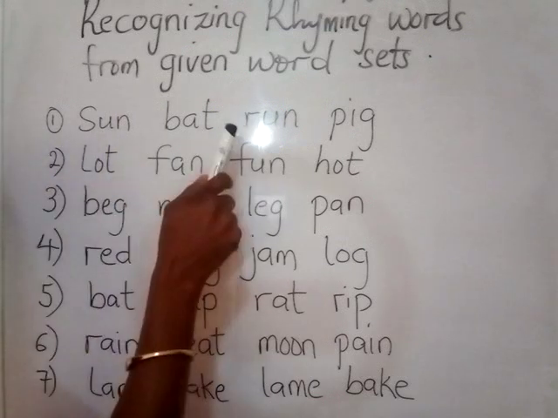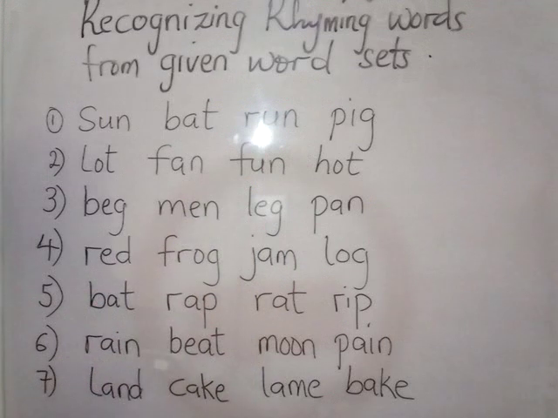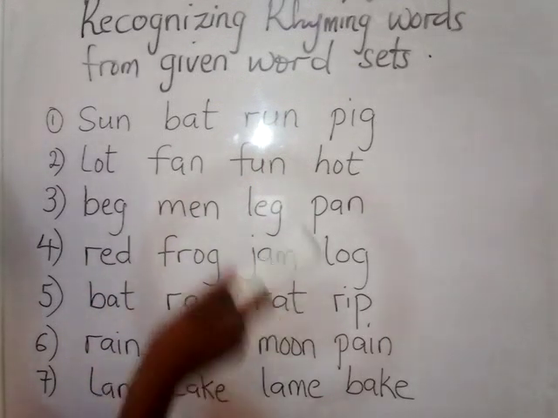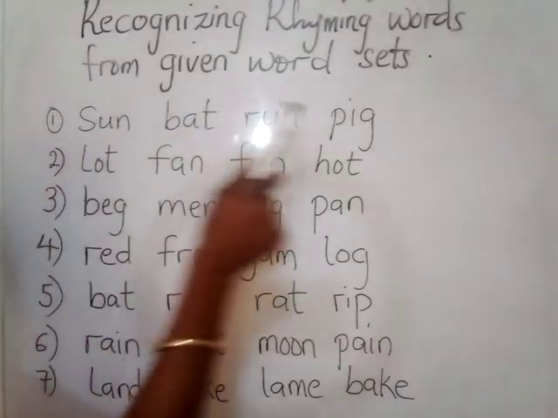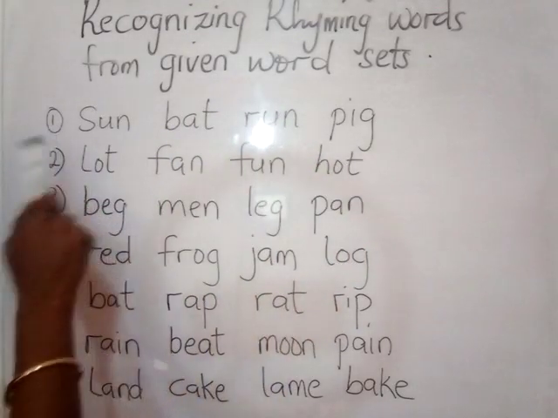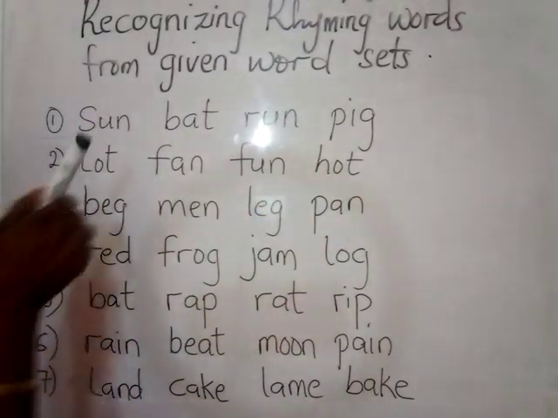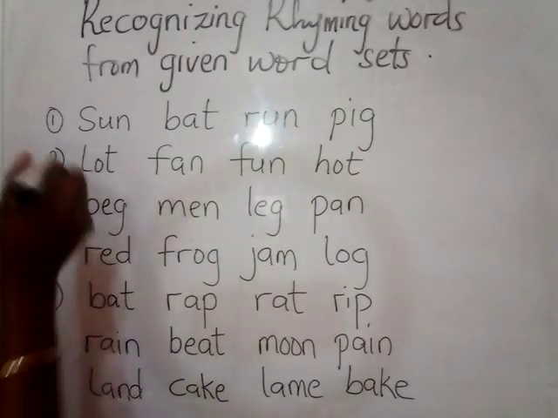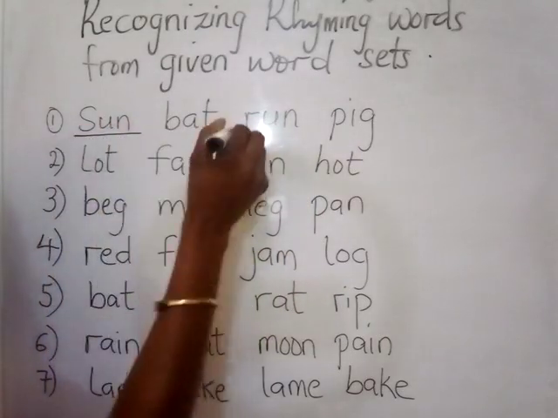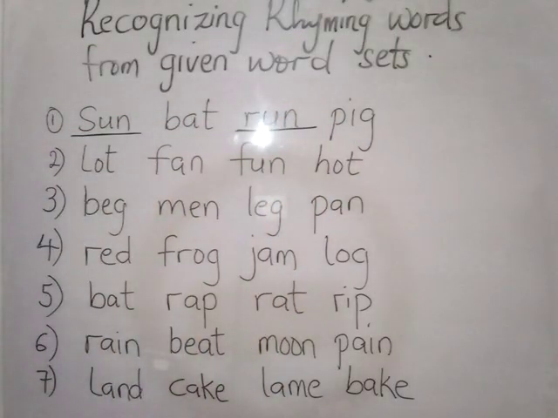So let's eliminate the first sounds. They sound alike. Okay, so let's check if the last word rhymes with these 2. Sun, pig. Oh, no. They don't rhyme. So we find that sun and run have the same ending sound. So they are rhyming words. They are the 2 words that rhyme in this set. Sun, run.